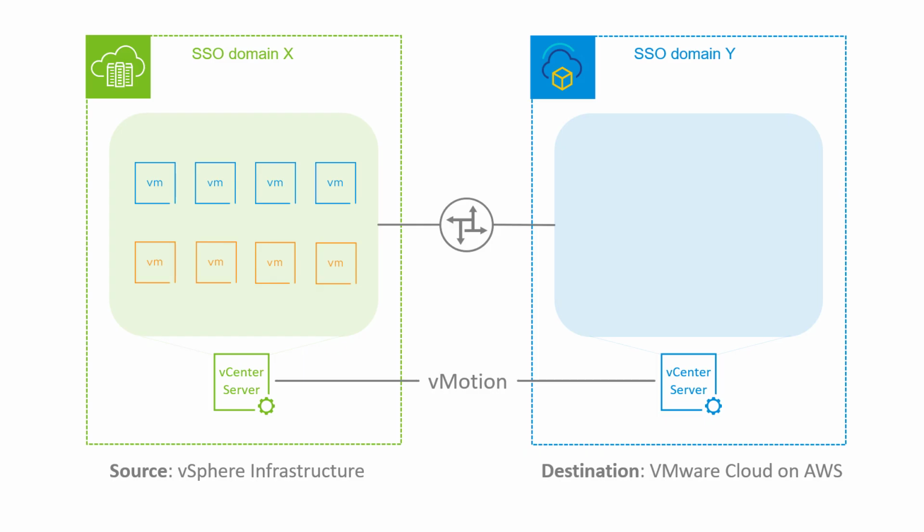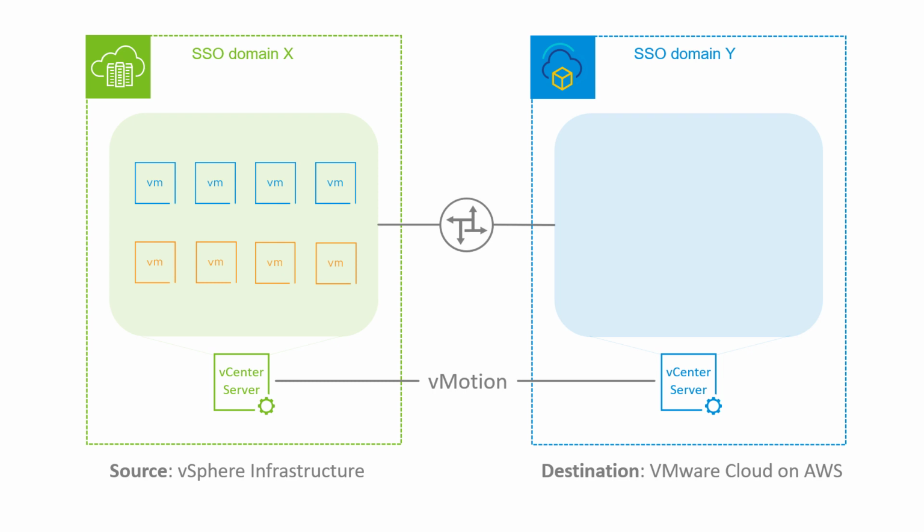The advanced cross vCenter vMotion capability really helps in situations where you need to move workloads, VMs, from a vCenter server, a source in a specific SSO domain, a single sign-on domain, into another SSO domain and another vCenter server instance. In this specific case, this applies to vSphere infrastructure on-prem and VMware Cloud on AWS as well.